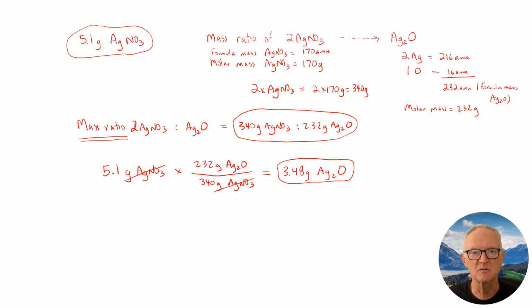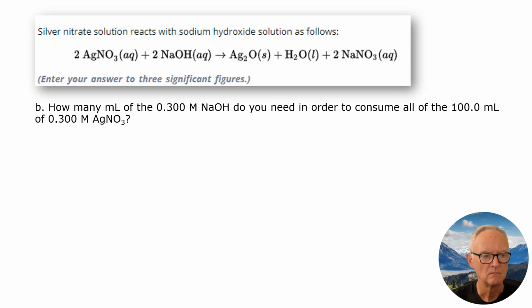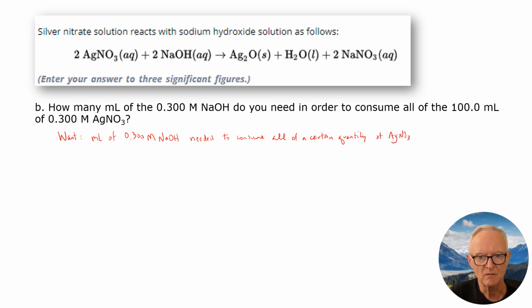All right, let's go on to the next slide, to the next part of the problem. In part B of this problem, we want to figure out how many mils of 0.3 molar sodium hydroxide we need to consume all of the 100 mils of silver nitrate. All right, so what this problem asks us to solve is the mils of 0.300 molar sodium hydroxide that are needed to consume all of a certain quantity of silver nitrate. Okay, that's what the problem's asking us for.